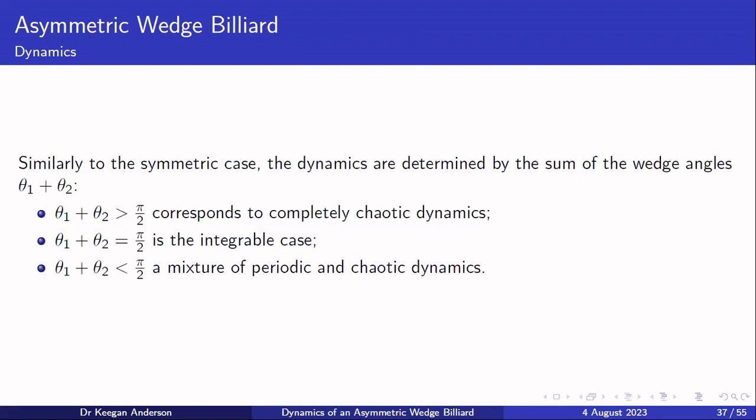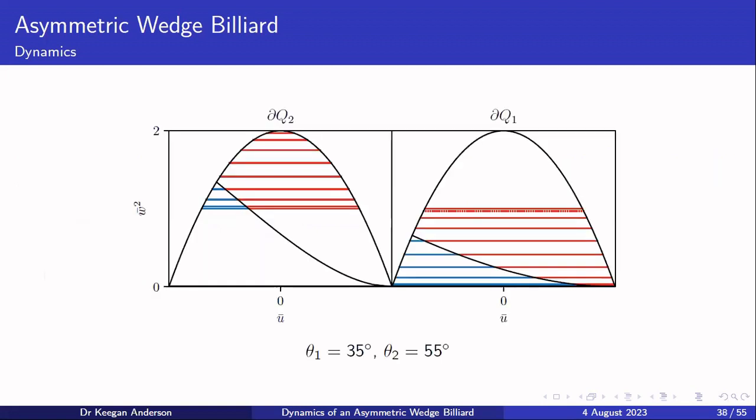The two walls are perpendicular to each other. In this case, the dynamics are also more varied. For theta 1 plus theta 2 being less than 90 degrees, it will be a mixture of periodic and chaotic dynamics. So the first one is an illustration of the phase space in the case where the sum of the two angles is equal to 90 degrees.